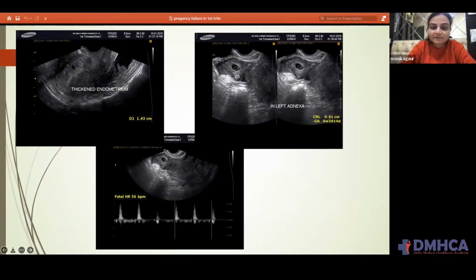We see that the cavity is empty. There is a lot of free fluid in the pelvic cavity. And as soon as we move the probe to the left adnexa, we see a good gestational sac with a yolk sac within. I measured the CRL also. It was 0.41 centimeters, 6 weeks and 2 days of pregnancy.